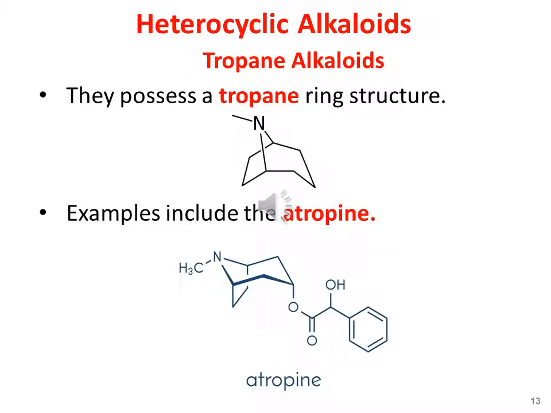All those alkaloids that possess a propane ring structure are categorized as propane alkaloids. Example of a propane alkaloid is atropine since it contains a propane ring structure. The structure of atropine is shown on this slide.